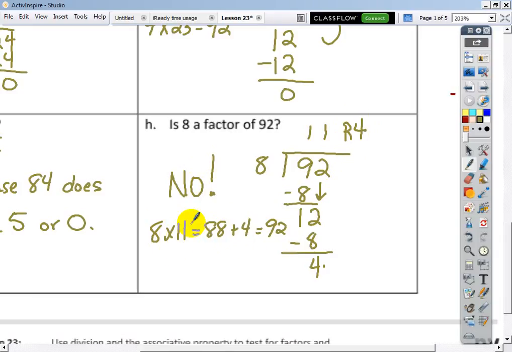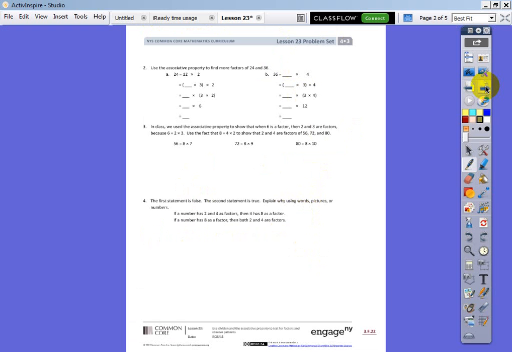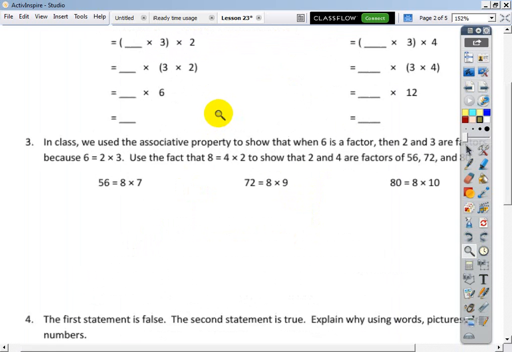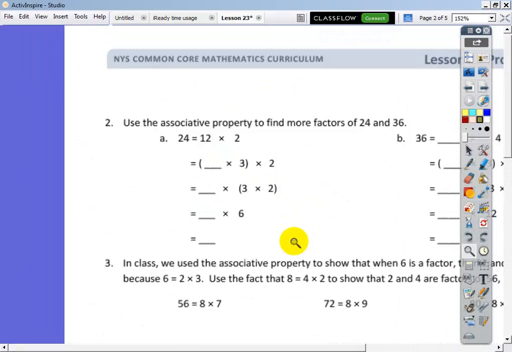Next page. Let's go to the next page. See what we got here. Okay. Oh, more and more. Oh, wow, this looks really hard. Use the associative property to find more factors of 24 and 36.